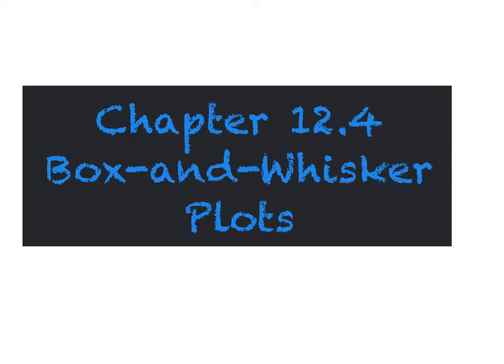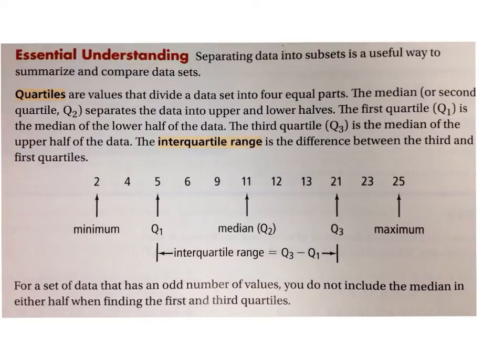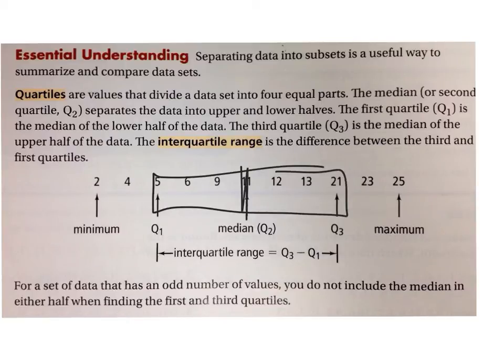Okay, so now chapter 12.4 is on a box and whisker plot, and it is exactly as it means. There's a box, and on either side it's got whiskers. So the box is created by the interquartile range. So it's almost like there's a box right there. There's a line inside the box, and then on either side it's got whiskers.